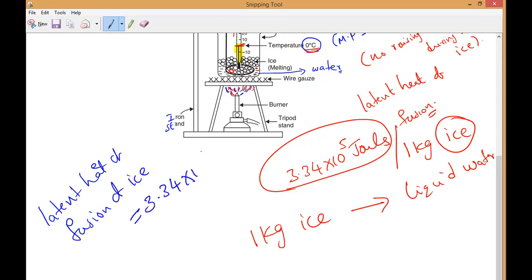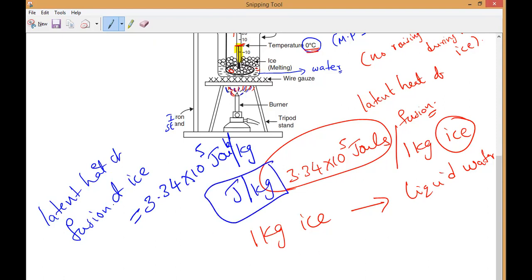3.34 into 10 power 5 joule per kg. That is what we can say simply, J per kg. So that is the latent heat of ice.